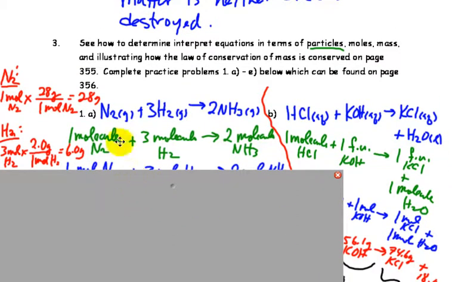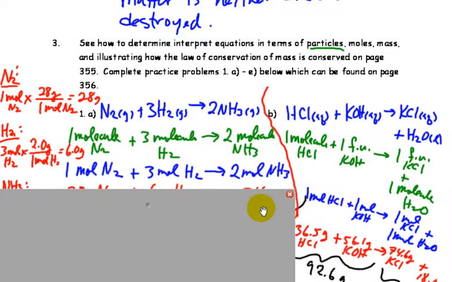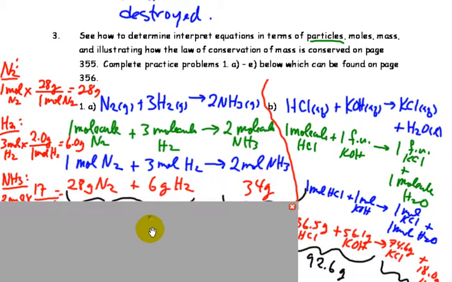Also, if I take 6.02 times 10 to the 23rd of each of these, we could say I have, for every 1 mole of nitrogen, 3 moles of hydrogen and 2 moles of ammonia. Or over here, 1 mole of hydrochloric acid plus 1 mole of potassium hydroxide yields 1 mole of potassium chloride and 1 mole of water. Now, if we know how many moles we have, we can convert that into grams, because we know the molar masses of all of these.